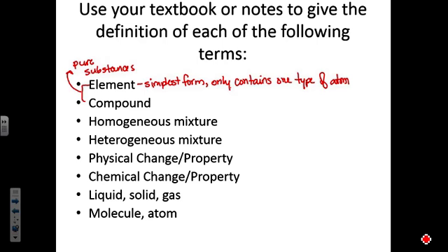And if you chemically break it down, you might be able to break a bond if you had a molecule of an element, which might not make any sense to you right now, but that's okay. So just keep in mind, it's the simplest form, only contains one type of atom. It's a pure substance, so it only has one set of properties.